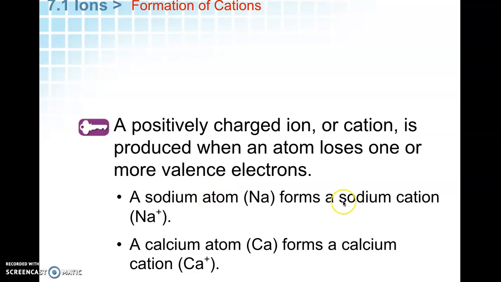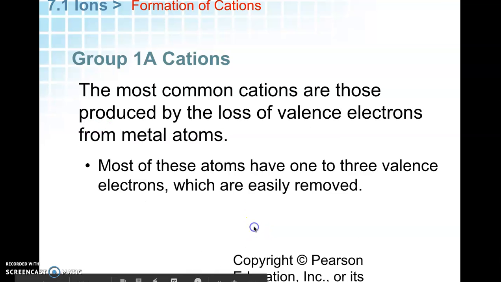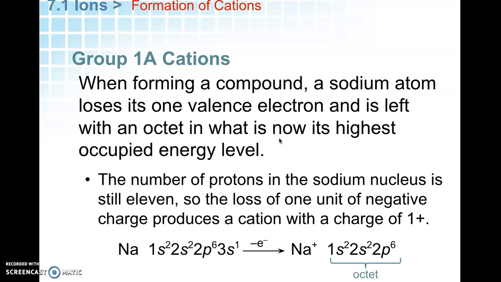So a sodium atom forms a sodium cation. Sodium loses 1 electron to become Na+. A calcium atom forms a calcium cation, which is Ca, and it should be 2 positive here, because it loses 2 valence electrons to get there. The most common cations are those formed by loss of valence electrons from metal atoms. Most of these atoms have 1 to 3 valence electrons, which are easily removed. So for sodium, for example, here's the electron configuration. Here's its valence electron. It removes that valence electron. It now has an octet because it has 8 electrons in the s and p of the second energy level. So by losing an electron, it becomes a positive 1 charge.